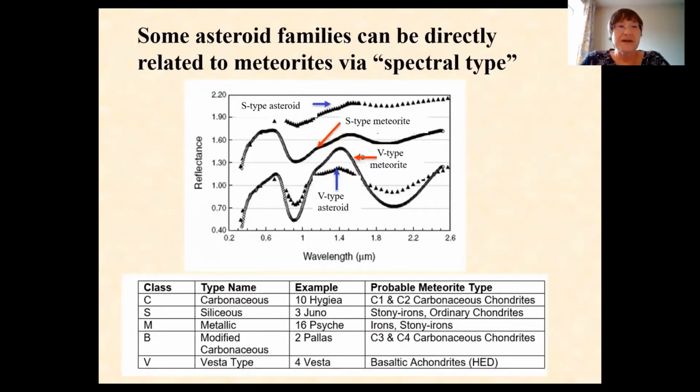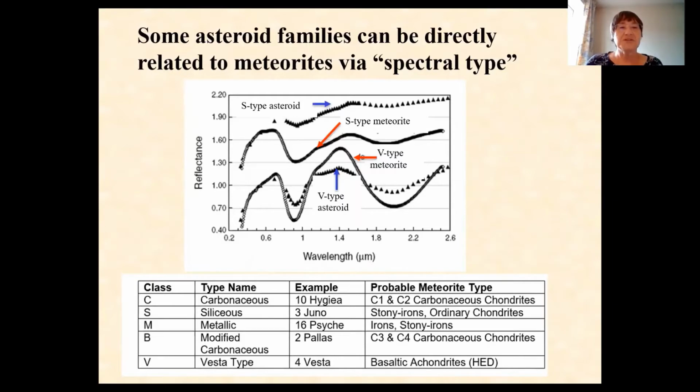Now, another way that we can relate asteroids to meteorites is using the spectral type. And the spectral type is, in fact, the reflectance of the asteroid at different wavelengths. Wavelength is on the horizontal axis here, and reflectance up the vertical axis. We can see there's a set of triangles right at the top here, which are the observation of an S-type asteroid, and then offset, so that it's easier to see, we have the spectrum of an S-type meteorite.